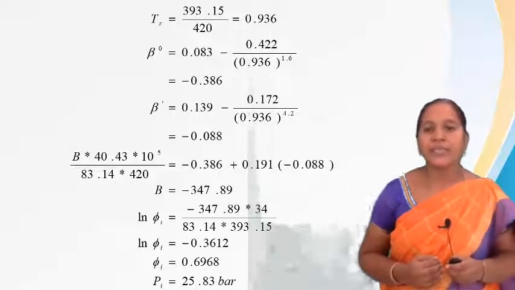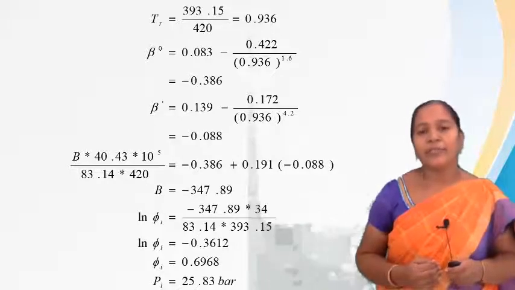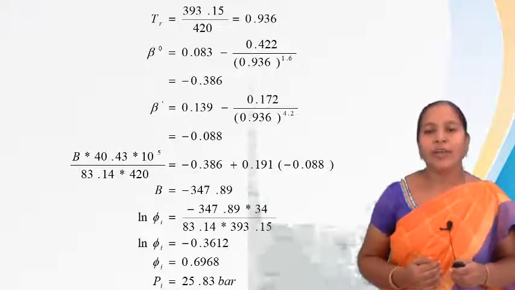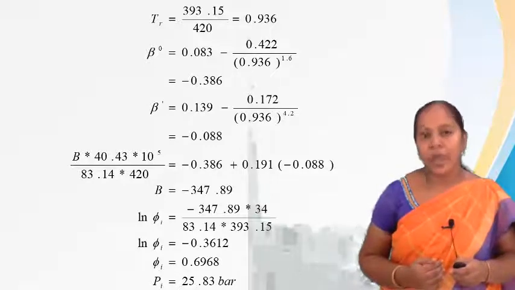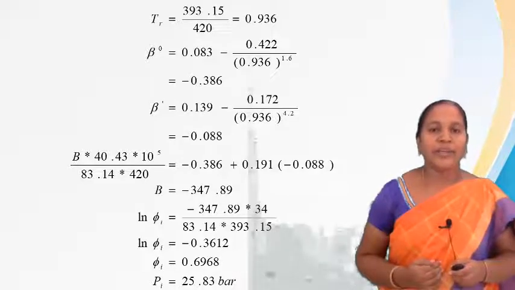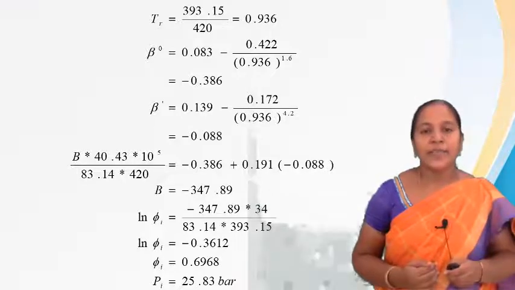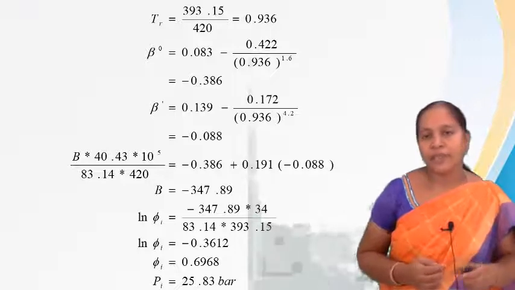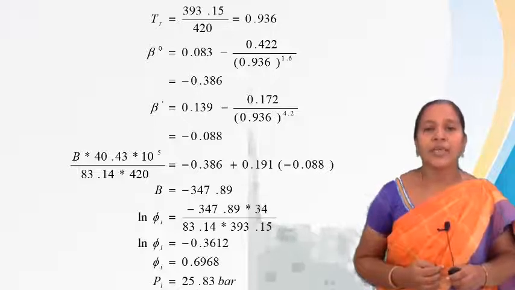After getting the value of B, then we have to calculate the fugacity coefficient. That is, ln phi is equal to minus 347.89 into 34 divided by 83.14 into 393.15 Kelvin. ln phi is equal to BP by RT. The B value is already calculated, the P value and T value are already given in our problem, and the R value is 83.14, that is in centimeter cube and bar. After simplification, phi is equal to 0.6968, that is the fugacity coefficient.